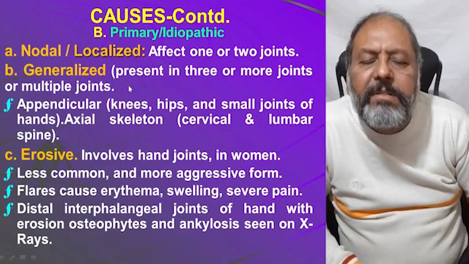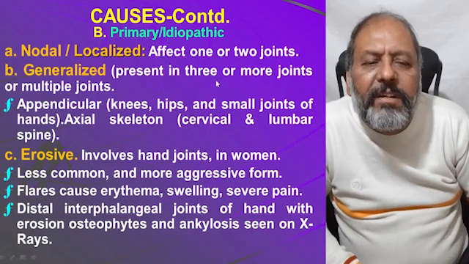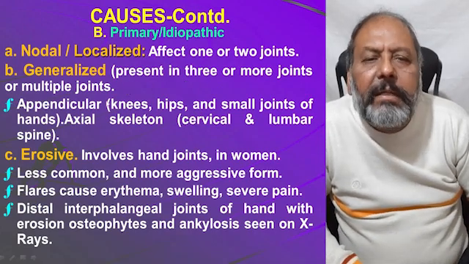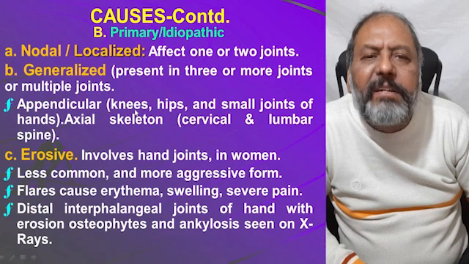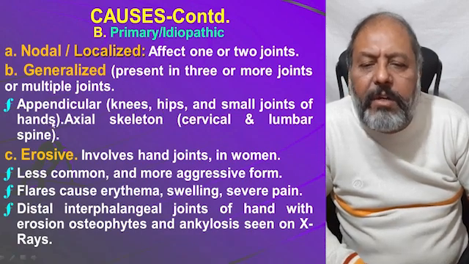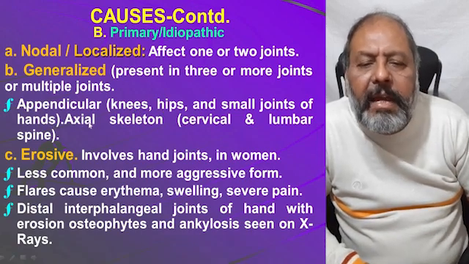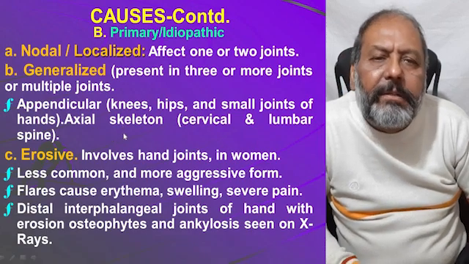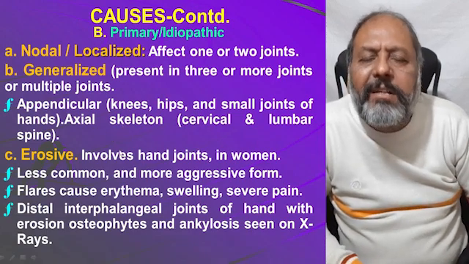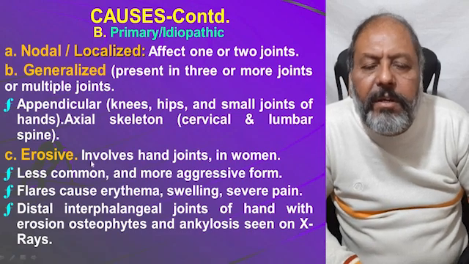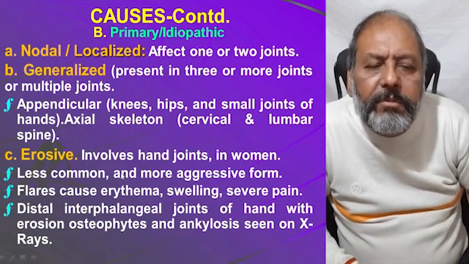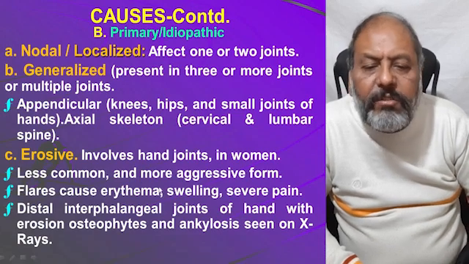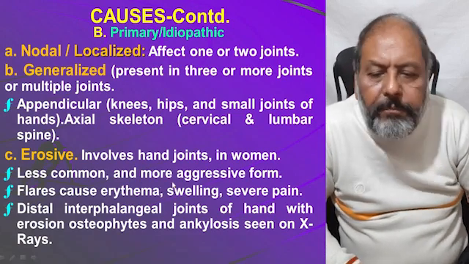The second type is generalized. It is present in three or more joints, or multiple joints are involved. Appendicular joints like knees, hip, and small joints of the hands are involved, and in the axial skeleton, the cervical and lumbar spine is involved. The third type of the primary idiopathic is erosive. It involves hand joints in women and is a less common and more aggressive form.